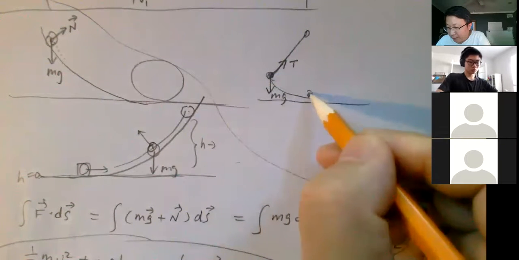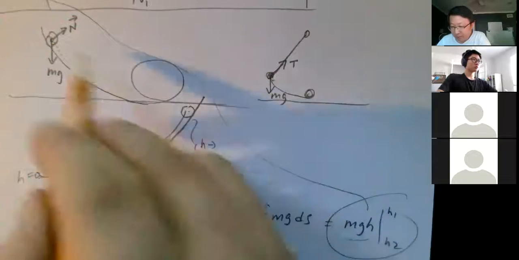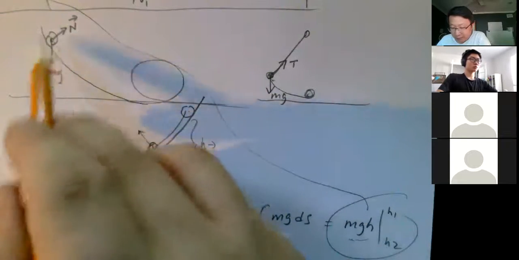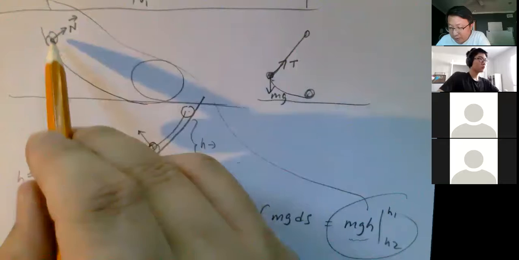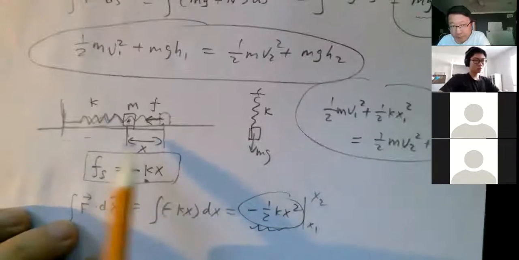But once you release, when it comes to the lower point, the potential energy is minimum, but kinetic energy is maximum. So there's energy conservation here. Same thing here. Everywhere along the whole thing, the kinetic energy and potential energy added together, the total energy, is always equal at any position. It is always the same. So the same thing here.